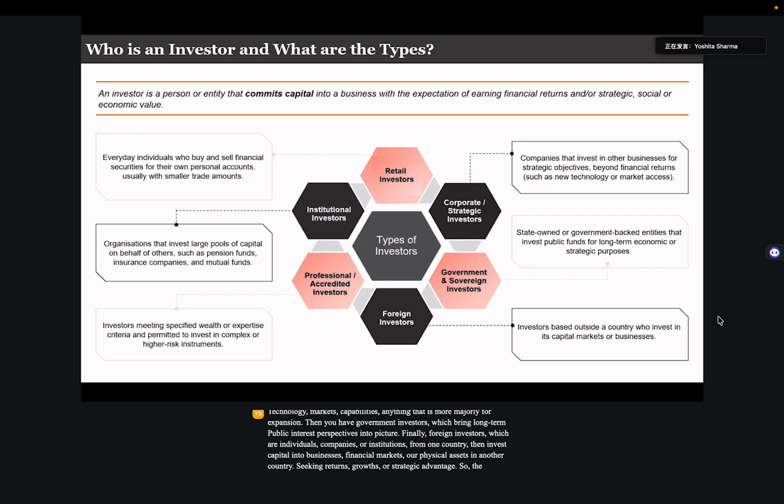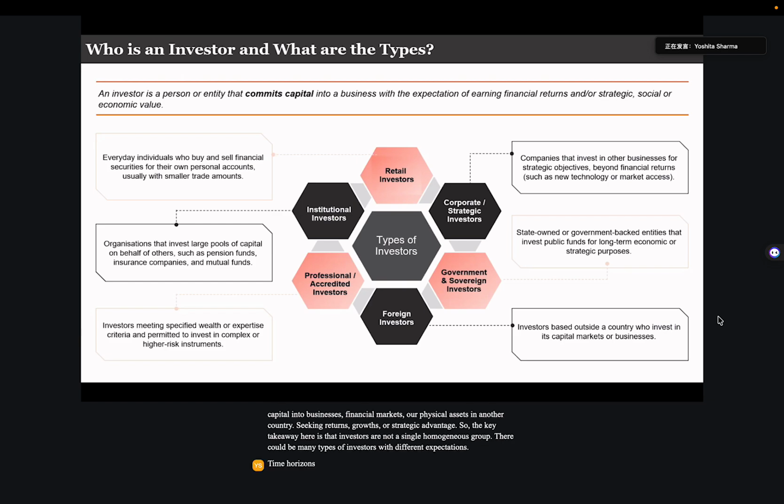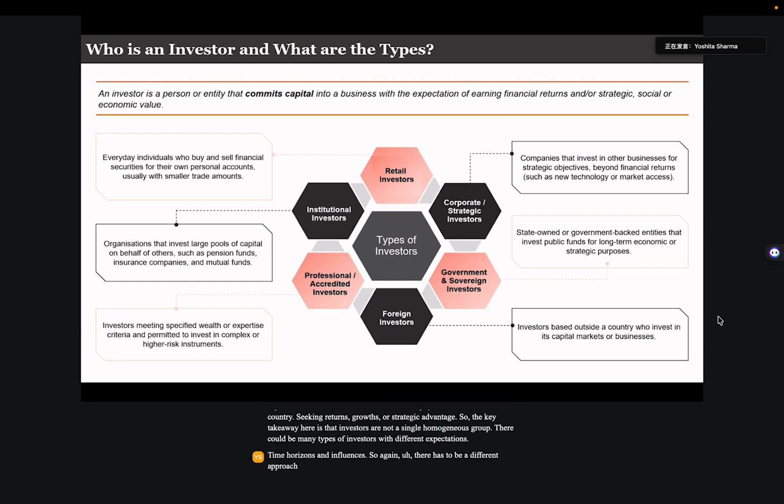So the key takeaway here is that investors are not a single homogeneous group. There could be many types of investors with different expectations, time horizons, and influences. So again, there has to be a different approach for each investor for the relations to continue.